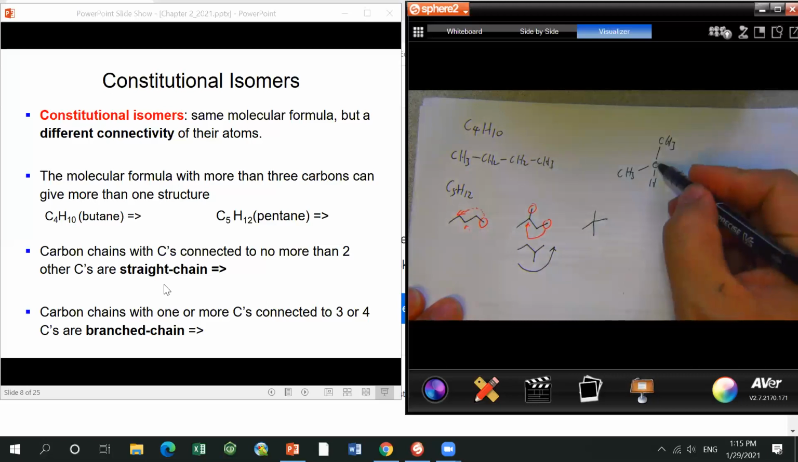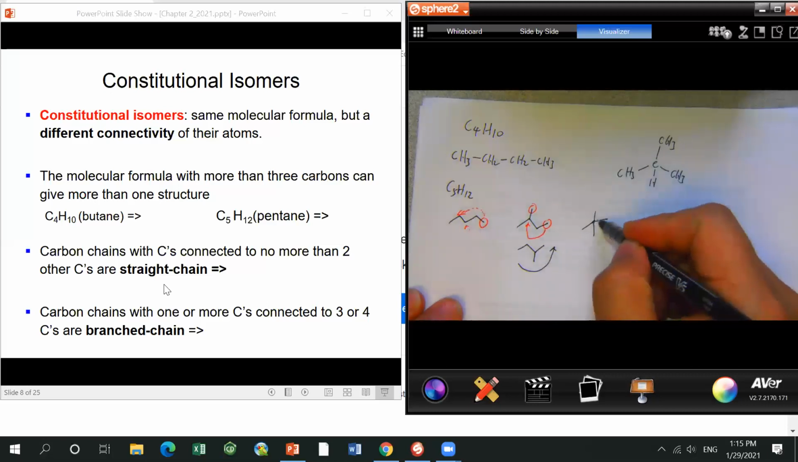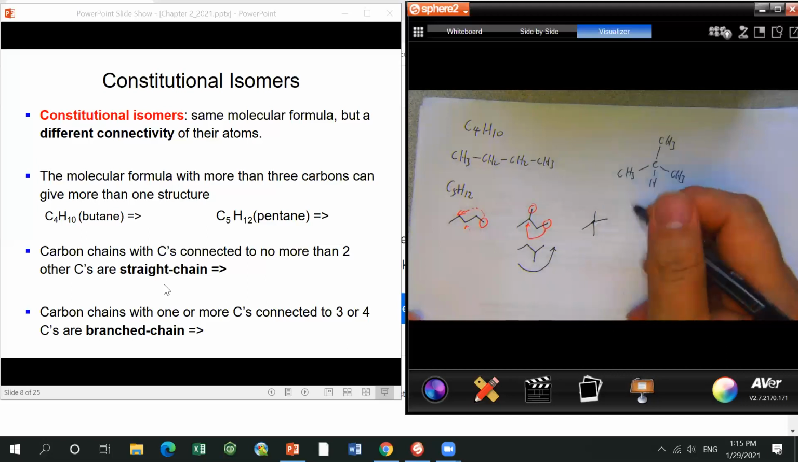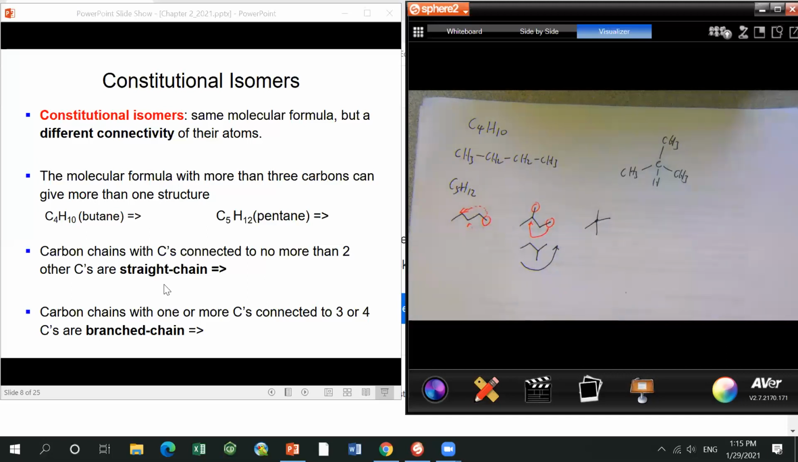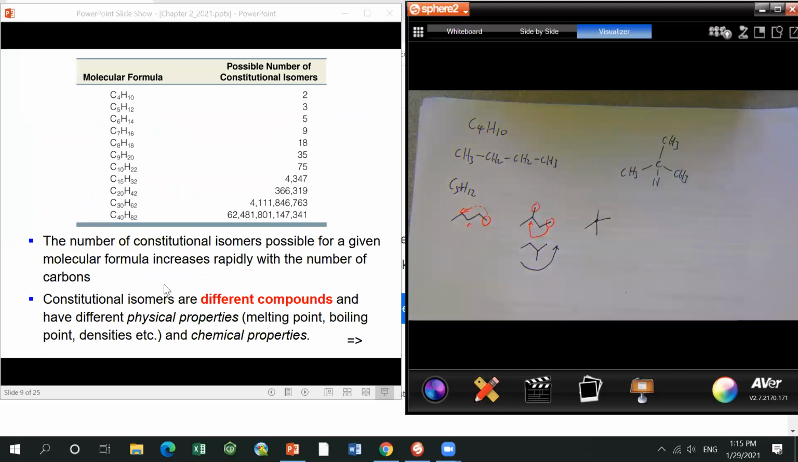For example here, this carbon connects with three carbons, and this carbon connects with four carbons. So those are the branched carbons. It's easy to predict: if we increase the carbon number in the molecular formula, we can draw more constitutional isomers. If we increase to six carbons, that gives you five constitutional isomers, and seven gives you nine constitutional isomers. The number increases dramatically with carbon number. For you guys, you can practice drawing the six-carbon and seven-carbon ones to see what the constitutional isomers are.